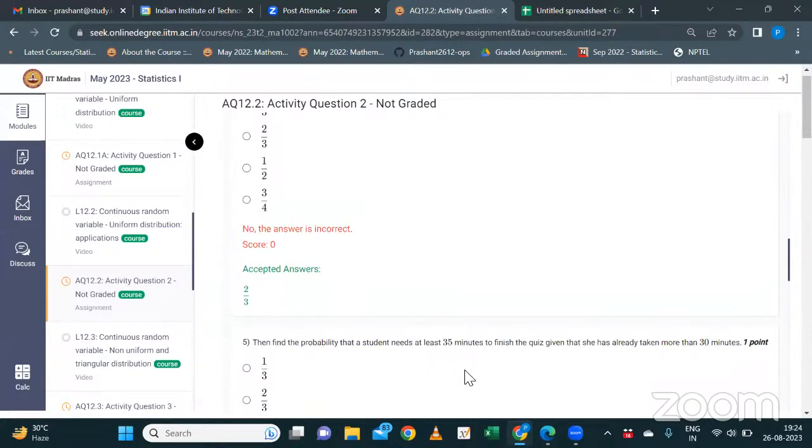Now, you people will tell me what is the answer for this one. Without seeing, I will ask how you have computed. The probability that a student needs at least 35 minutes to finish the quiz, given that he has already taken more than 30 minutes.